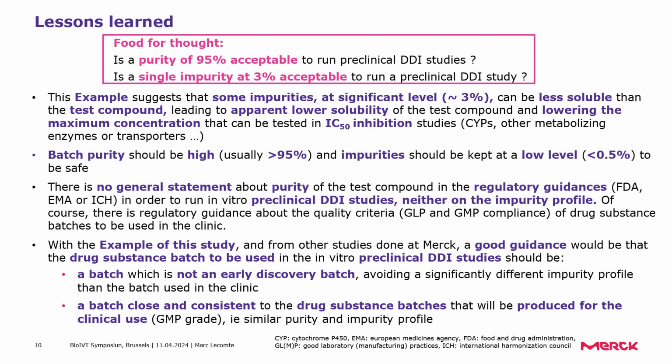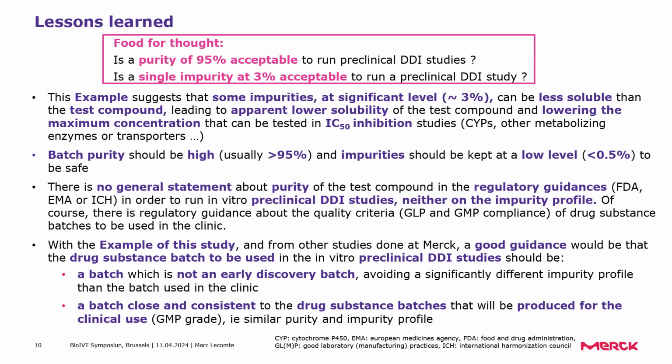So batch purity should be high, and as guidance, it is important to keep the impurities at a low level. When you look at the regulatory guidance, there is no statement about purity to run preclinical studies, nor about impurity profile. Of course, it's different for the clinical batch you use in humans.